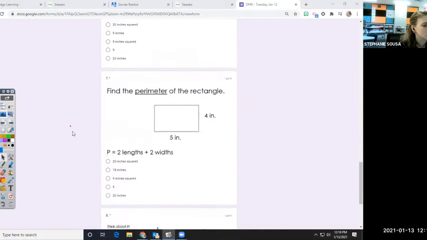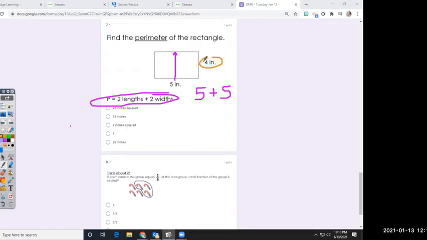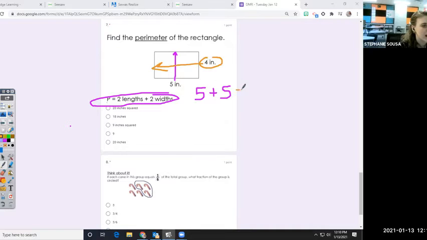Find the perimeter of the rectangle. Perimeter, we can see here, is 2 lengths plus 2 widths. I have a 5 here, which means I also have a 5 here. I have a 4 here, which means I also have a 4 here. So our equation, oops, not a 5. Our equation for the perimeter is 5 plus 5 plus 4 plus 4.